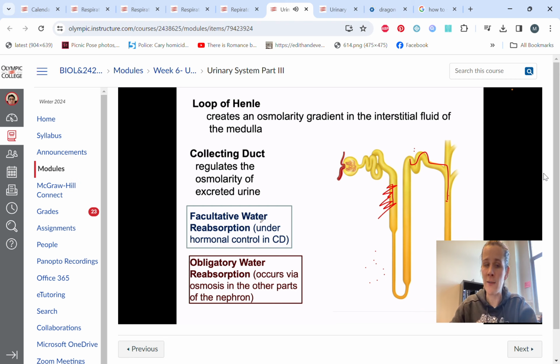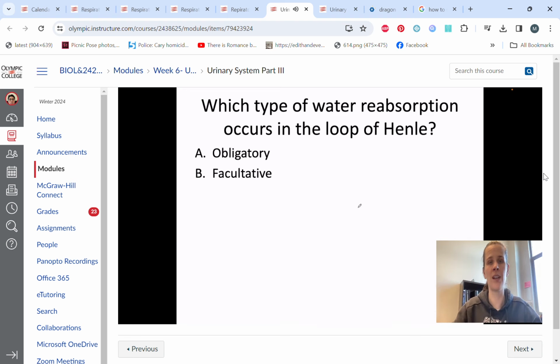So facultative water resorption is what you control by hormones, and happens here in the distal convoluted tube and collecting duct. Obligatory water resorption happens in the nephron loop and in the proximal convoluted tube, and you don't control it, it just is what happens. Okay, so which type of water resorption occurs in the loop of Henle? Yes, obligatory.